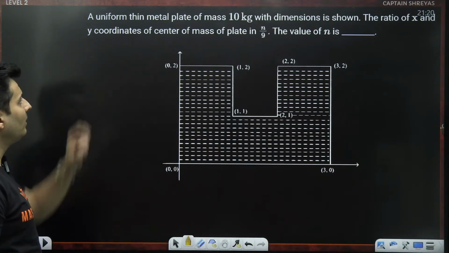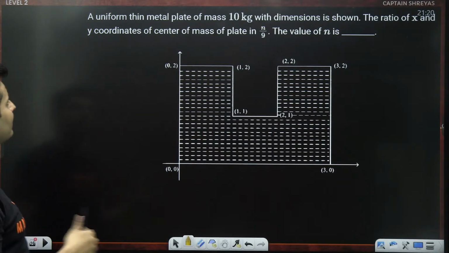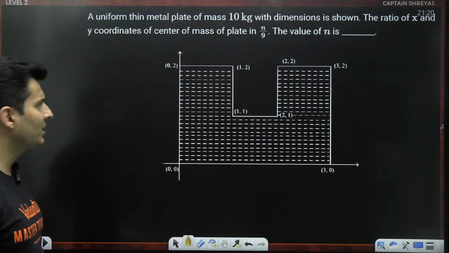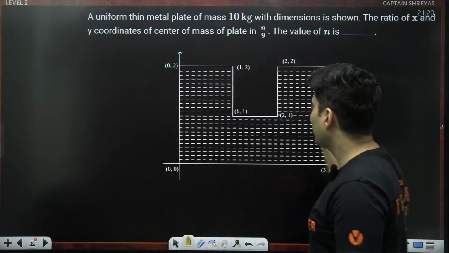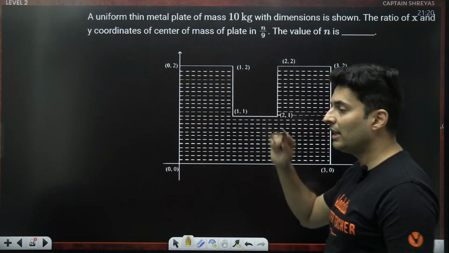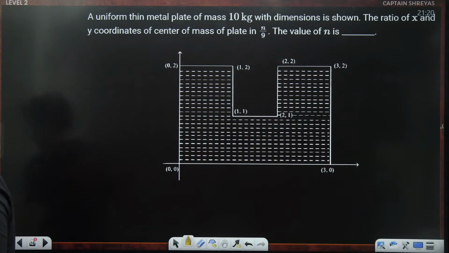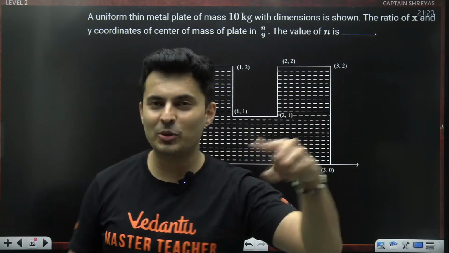Next, a uniform thin metal plate of 10 kg with dimensions is shown. The ratio of x and y coordinates of the center of mass of the plate is n by 9. What is the value of n? From this diagram you can clearly see some mass has been taken out, and whenever there is a cavity, obviously you use m1 x1 minus m2 x2 upon m1 minus m2.